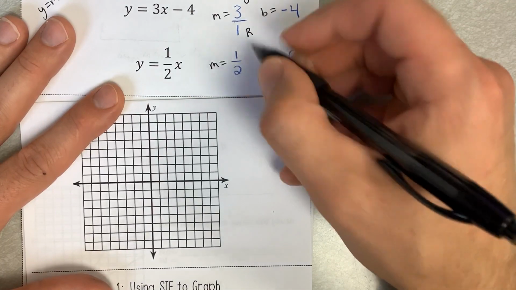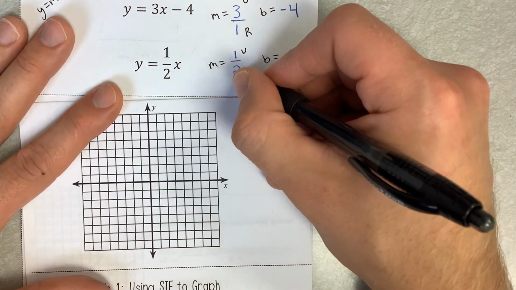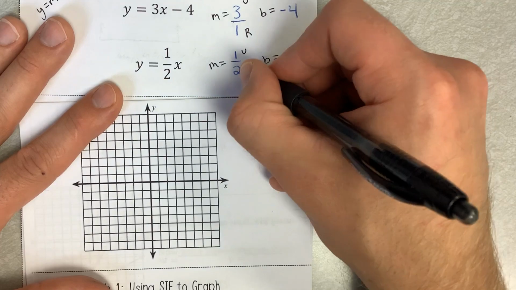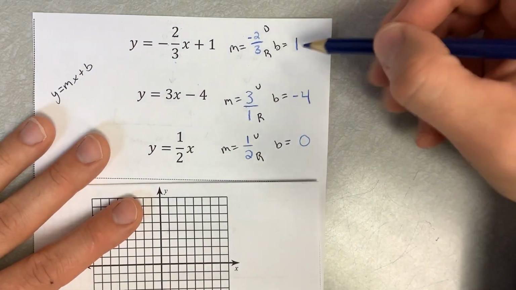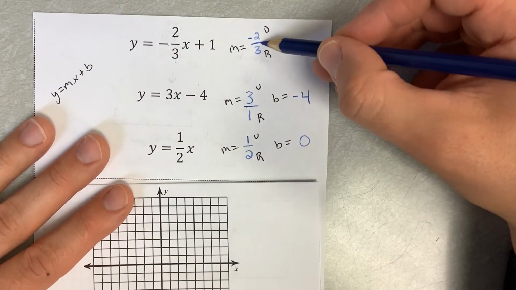Y's are up and down. It's positive, I go up. X's are left and right. This is positive, I go right. So I just label these real fast. That way when I graph them, I never have an issue. Now let's do this. First one. I always start with my y-intercept and then I enforce my slope.